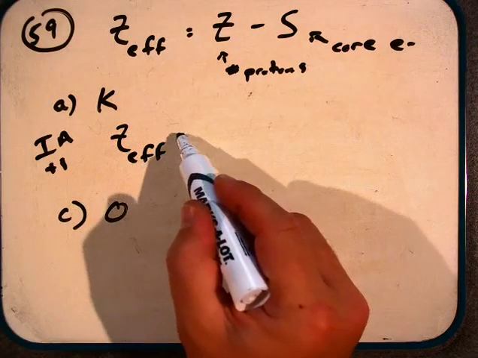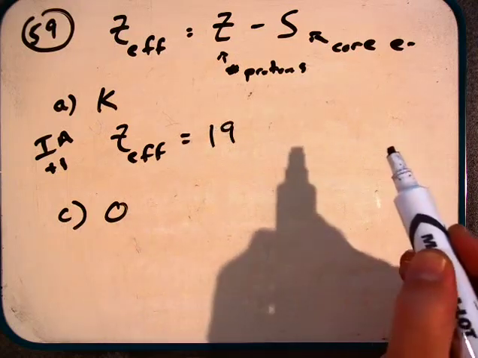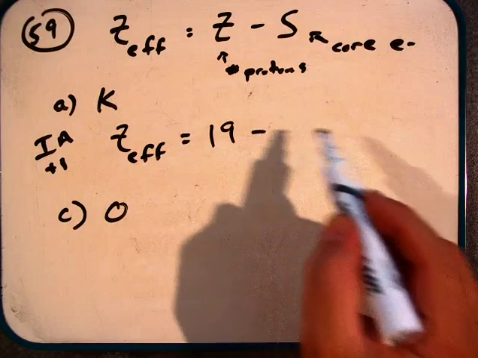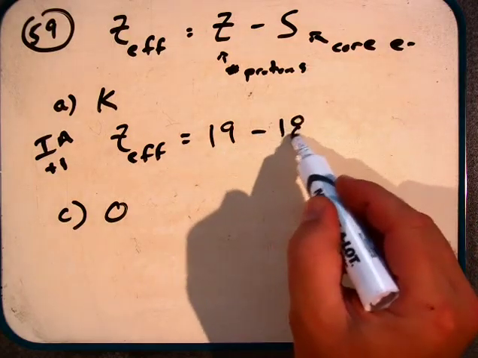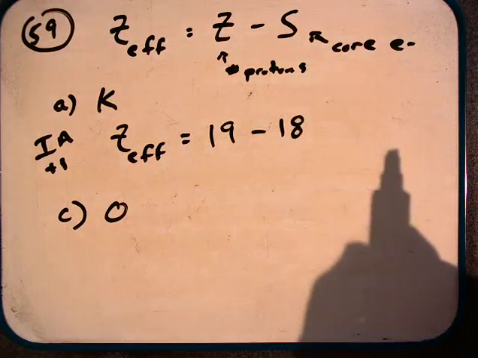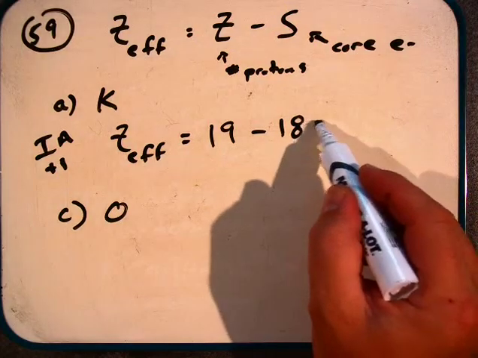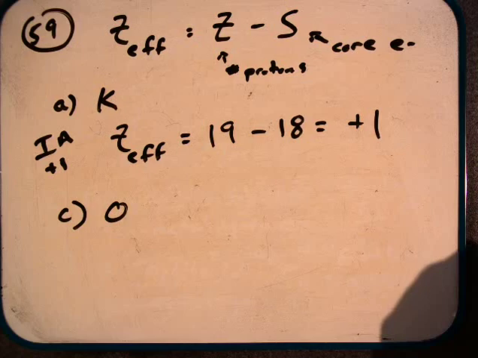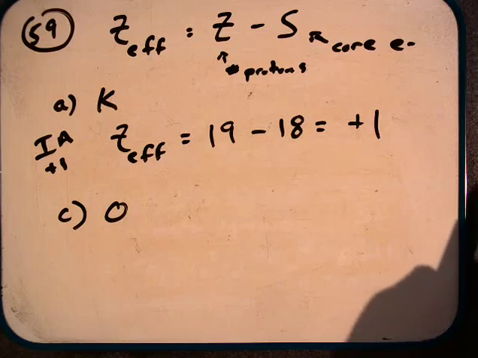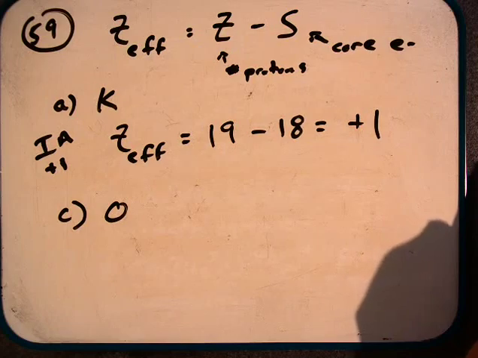And so if we calculate what Z effective is for potassium, potassium's atomic number is 19. So that means it has 19 protons in the core, but there are 18 shielding electrons that are blocking the nucleus from the valence electron, and we end up with a Z effective of +1. So Z effective could also be determined by, again, looking at that periodic table and looking at the group number.